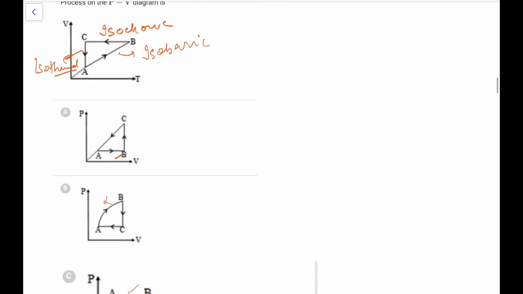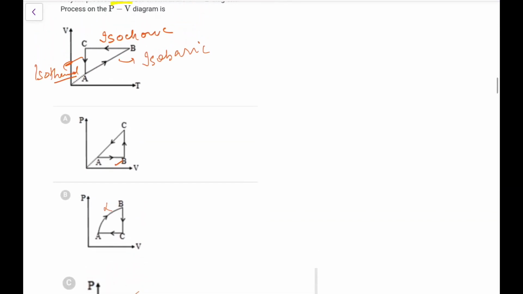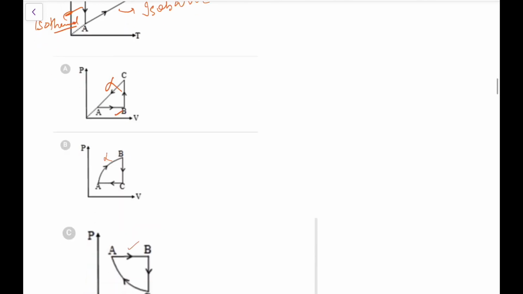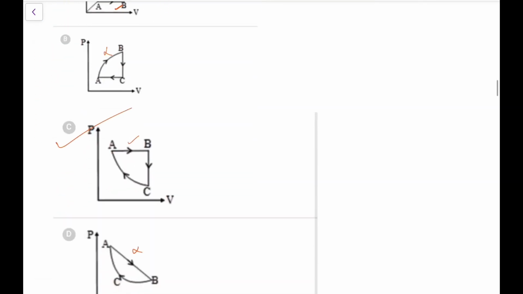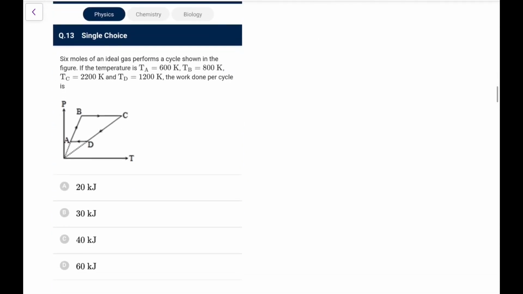So we are left with A and C. Just see what's the difference in A and C. This is definitely going to be wrong because C to A is isothermal. This cannot be possible. So we are left with only one option, that is option C, just by looking at it. So again, you should be able to do these curve transformations. These are important in gases and thermodynamics.